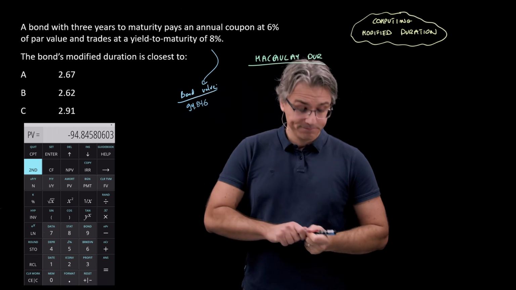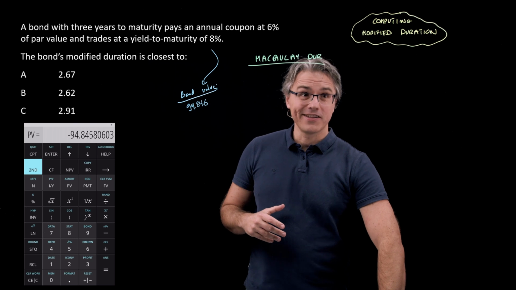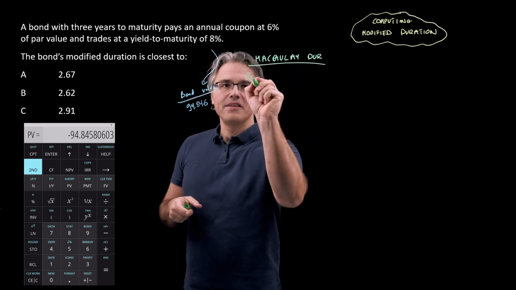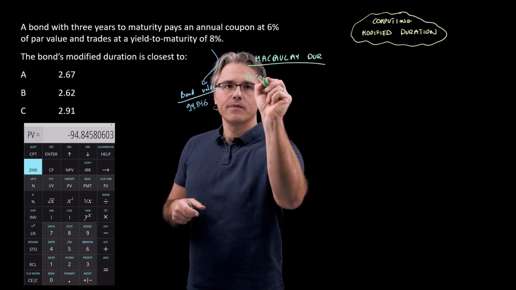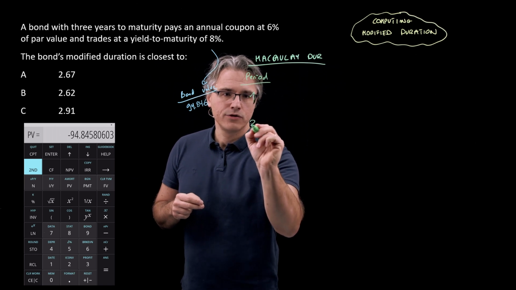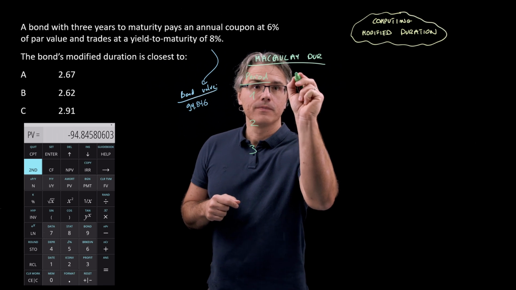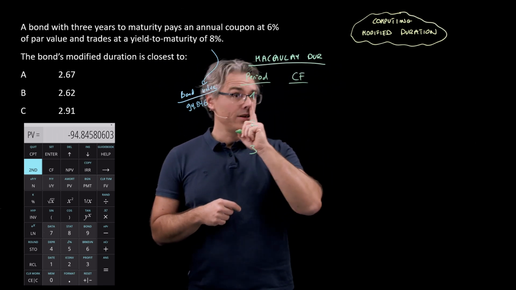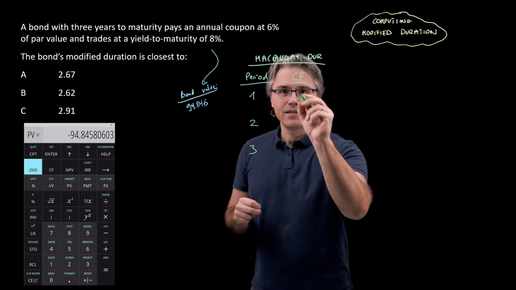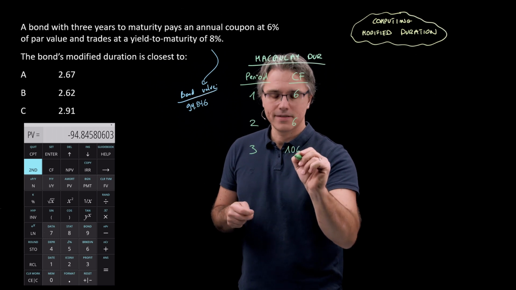Good. Well, I'm going to need this input to have the Macaulay duration table or schedule set up, because we're going to do a bit of a table here. I'm going to say period, and I'm going to have the years 1, 2, and 3. Then the cash flow associated with each period. And because this is a simple 6% coupon bond, it's going to be 6, 6, and 106 at the end of the third year.